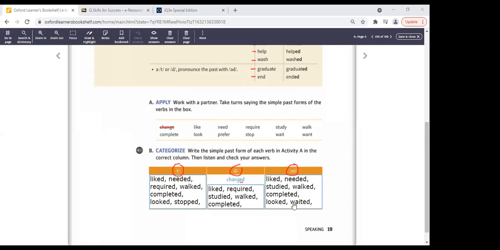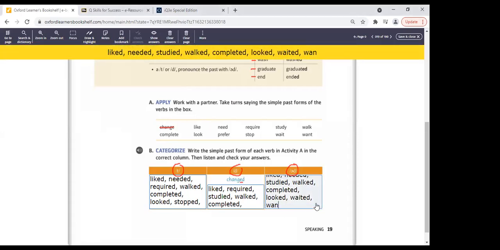Okay, and then the last one, want. Umar, what do you get for want? Want with an ED. Okay. All right, so let's listen to this and let's see.